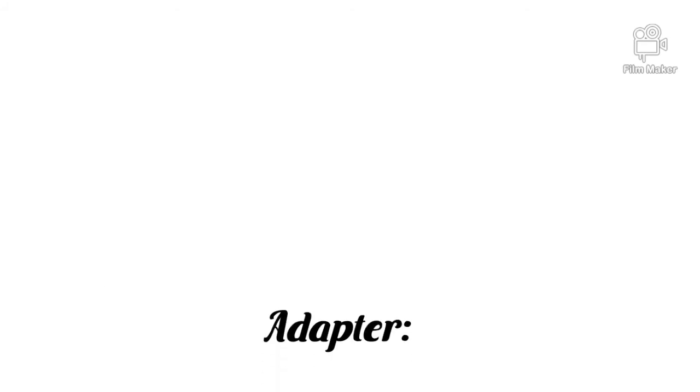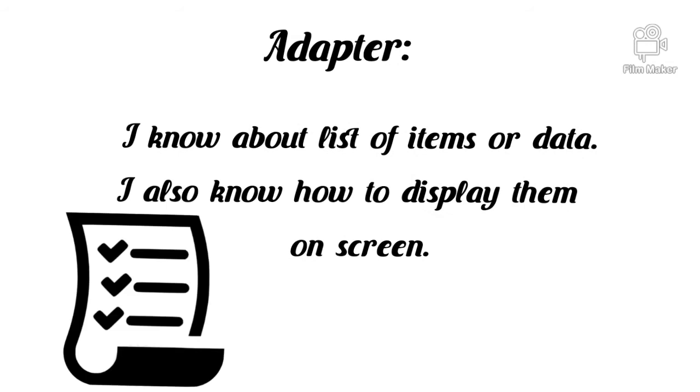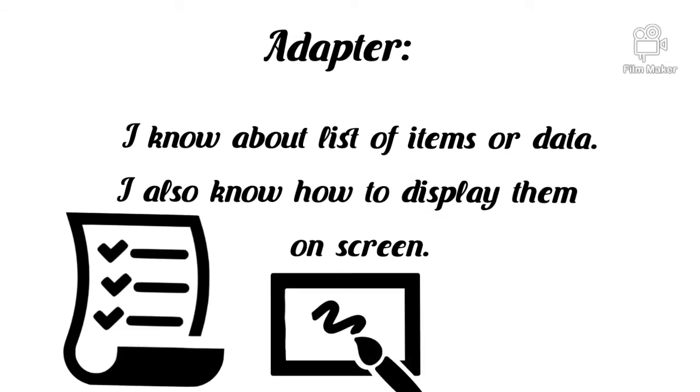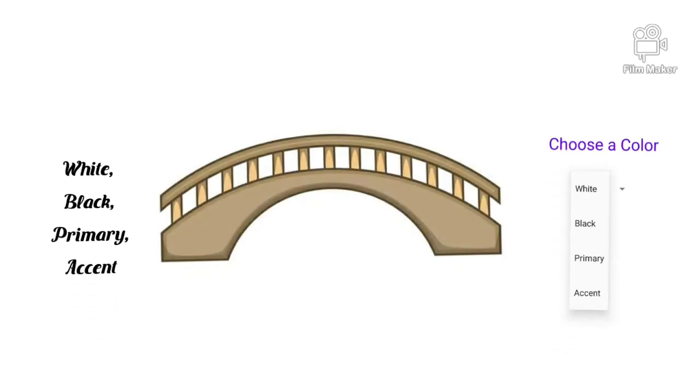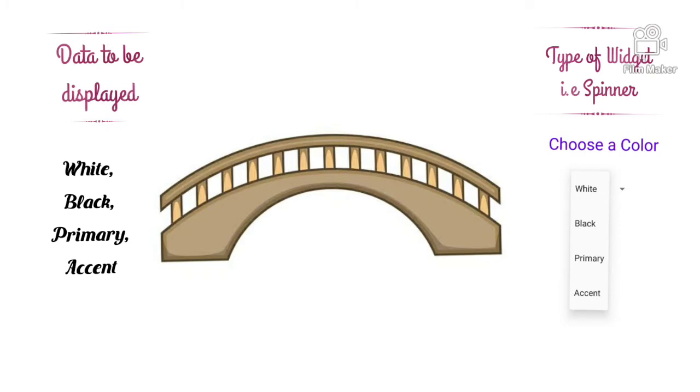An adapter is something that knows about the list items, that is, here are colors, and how to represent or draw each item on the screen, whether in the form of a list or a grid or something else. It acts as a bridge between the adapter view and underlying data for a view. Here, adapter view means the type of widget to be displayed, like here it is a spinner, and data means the list to be displayed within the view, which is the list of colors here.